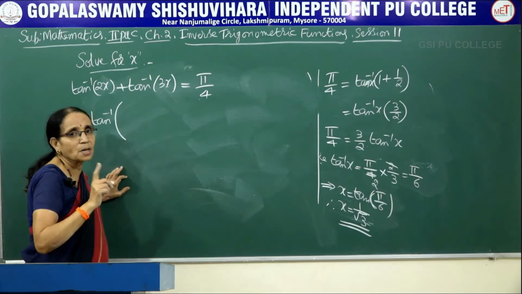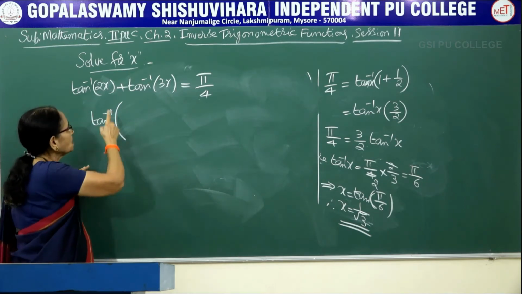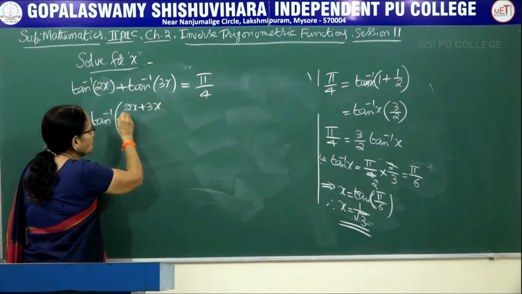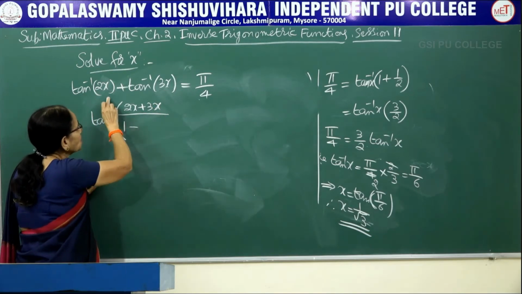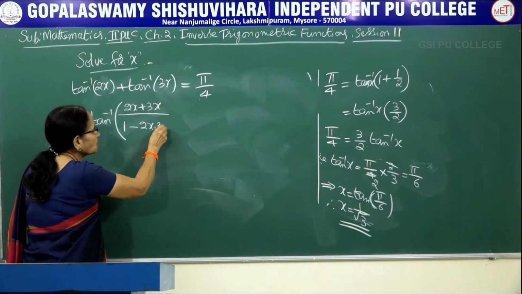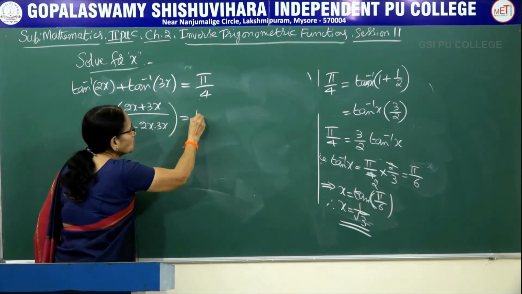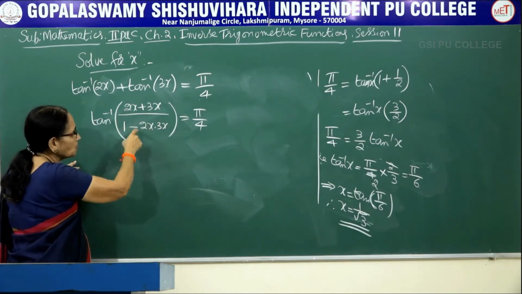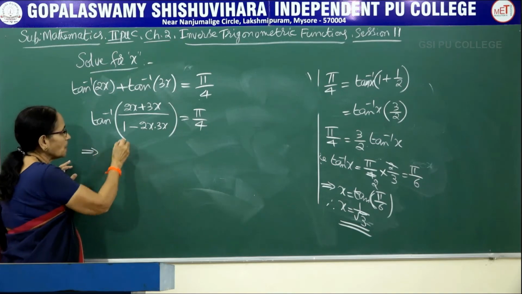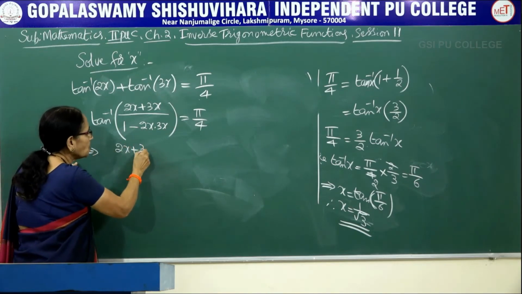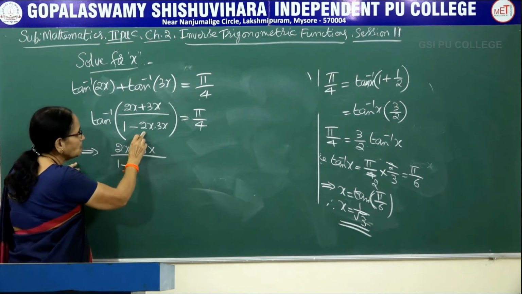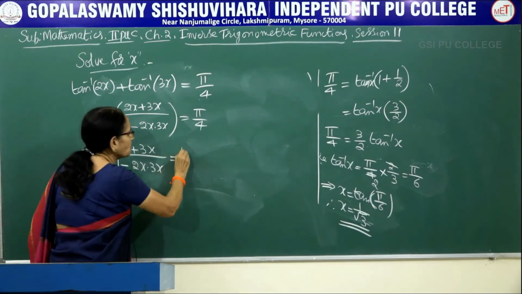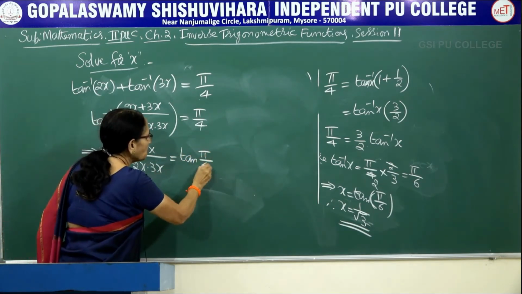Here we will be forming an equation in x, then we will be solving that. Tan inverse of x plus y, that is 2x plus 3x divided by 1 minus x into y, that is 2x into 3x. This is equal to pi by 4. Now let me simplify. Tan inverse of this function is equal to pi by 4. What does it imply? That the function 2x plus 3x over 1 minus 2x into 3x could be written as tan of pi by 4.